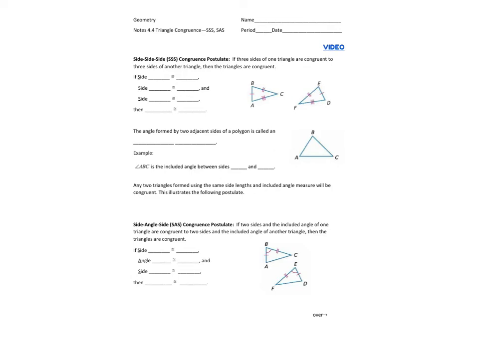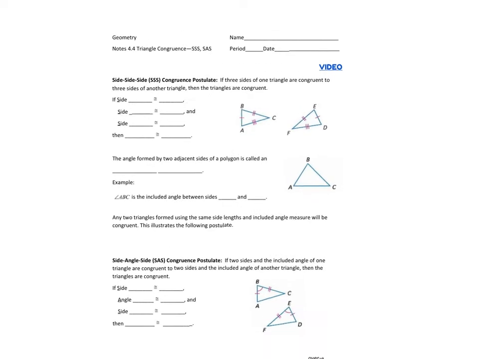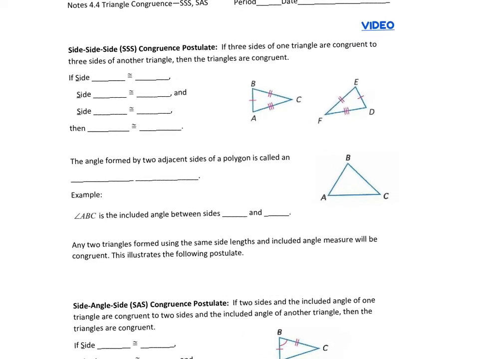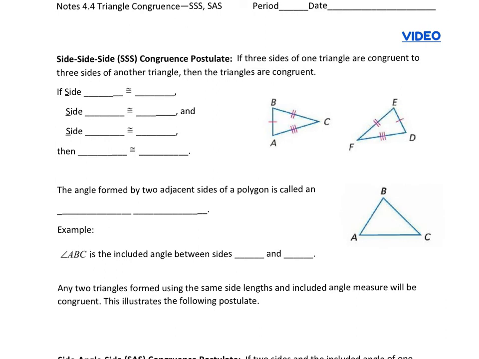Hello everyone. Today we're looking at two more types of congruence. Side-side-side congruence, also known as SSS, and side-angle-side, also known as SAS congruence. So let's start off with the fundamentals.